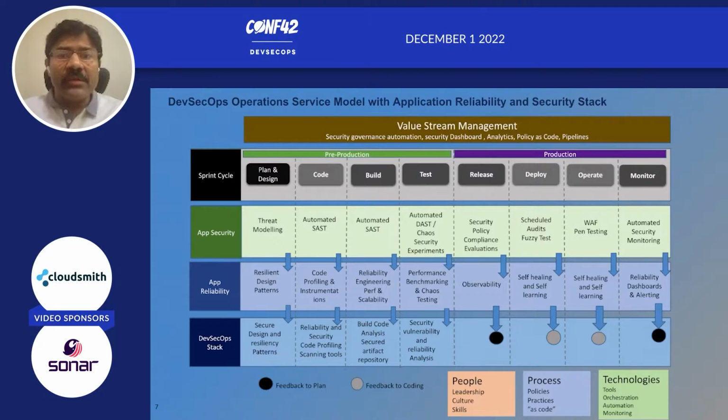I personally believe value stream management plays a big role from planning to operations along with security, and not just a CI/CD pipeline in the digital transformation journey. Value stream is a business practice that helps to identify areas of improvement in a process to make operations more efficient and drive business value. So value stream management will help in security governance, automation, security dashboards, analytics, policy as code, and pipelines.